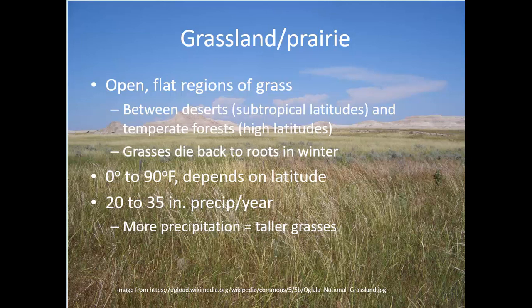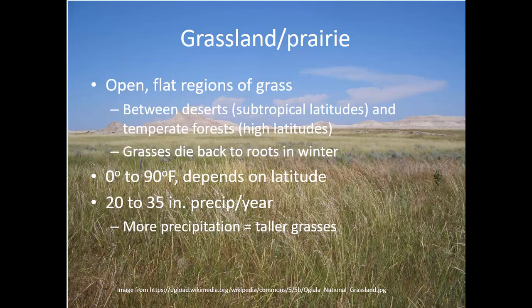Grasslands and prairies are the next ecosystem, so we're going to move out of forests and into kind of lower rainfall regions. Prairies are open and flat regions that have a lot of grass growing in them. They tend to lie between deserts and temperate forests.